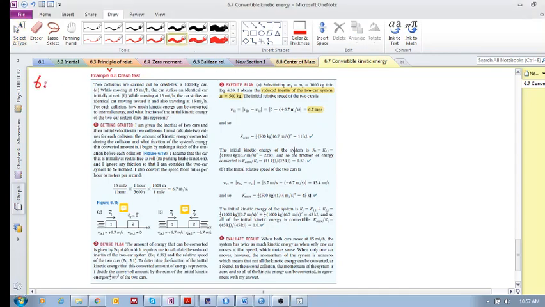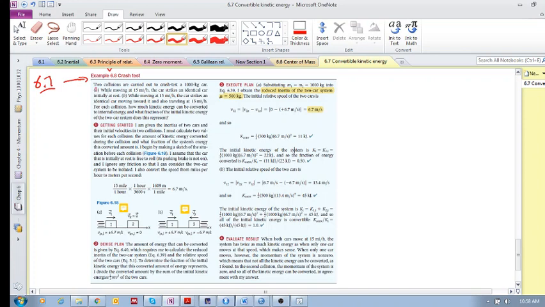Okay, we're carrying on at 6.7. We're looking at an example now. Example 6.8, crash test. Okay, so we've got two collisions carried out to crash test a 1,000-kilogram car.